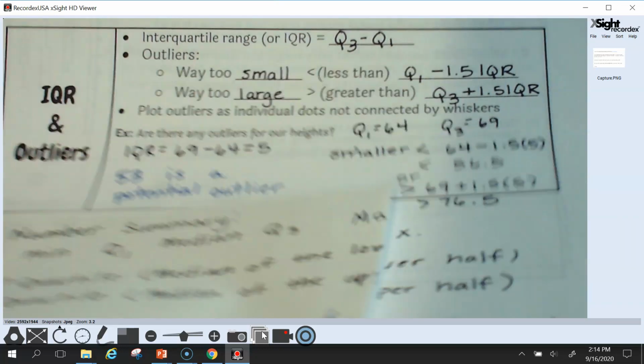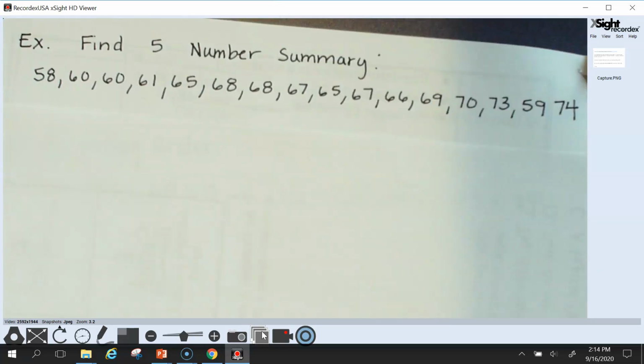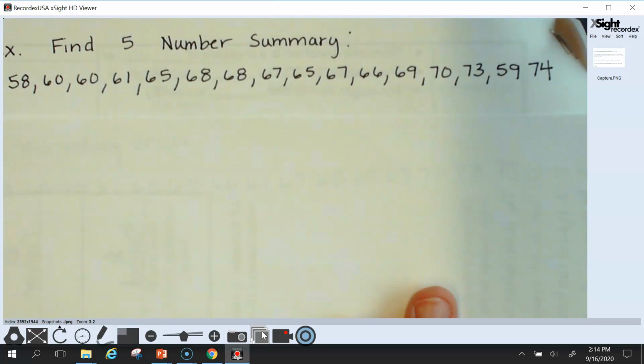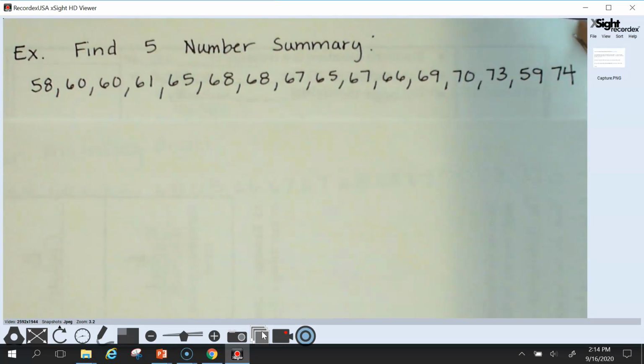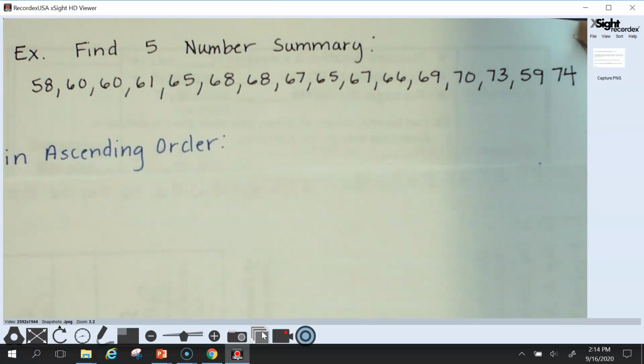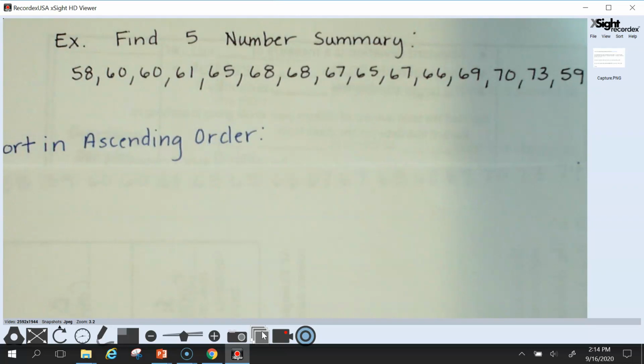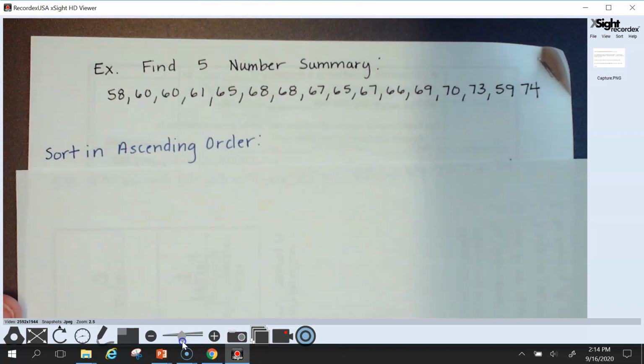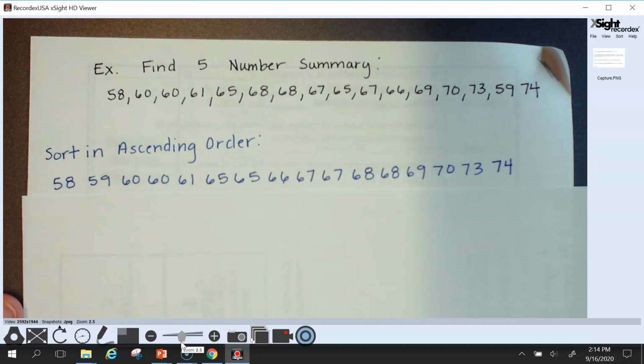So go ahead and flip to the back page, which is blank. I'm not taking all the class heights, but I wrote down a few of them. So I have these numbers here. You can copy these down, or you can pause the video, because what we need to do is sort these in ascending order. It looks like I might need to zoom out just a bit so you can do that. Now that you have those sorted in ascending order, this is what I have.